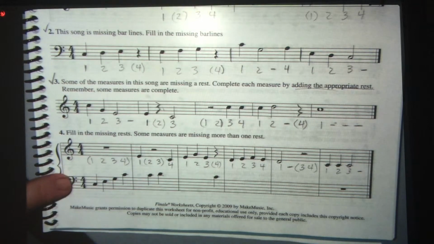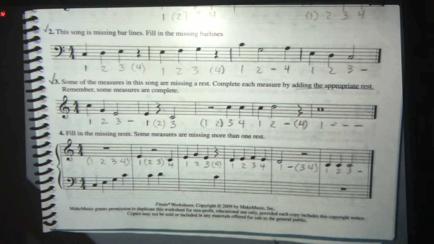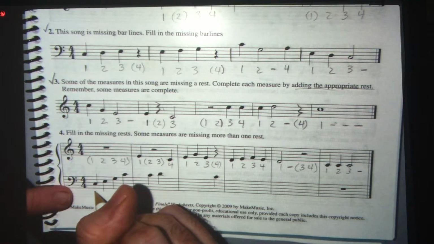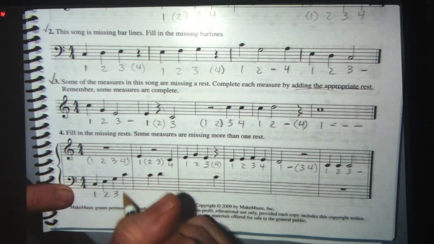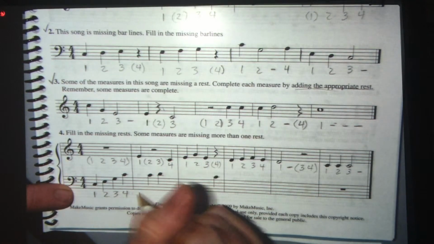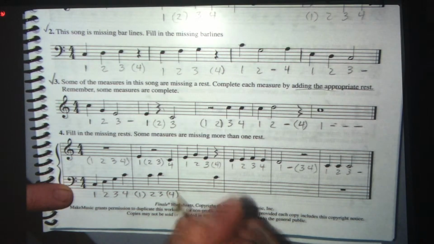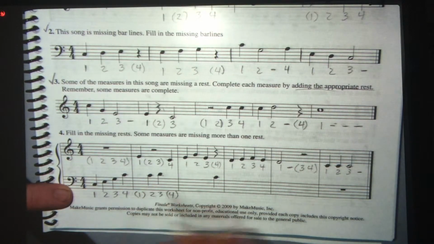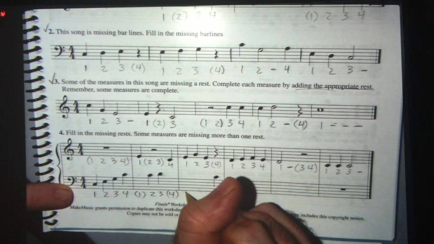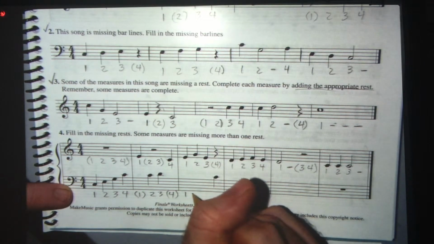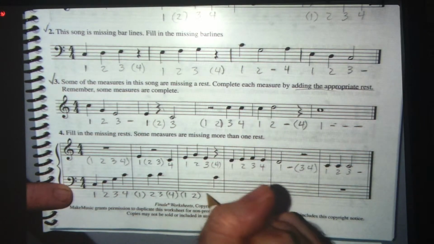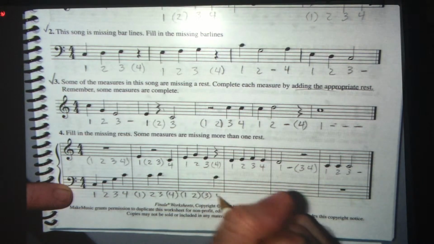Now, for the bottom staff here, we're going to write the numbers as we always do, underneath the measure. So we'll do this. 1, 2, 3, 4. Looks like we're missing 1 and 4, and they each get 1 beat. You can figure out what those are. We're missing 1, 2. I'm going to put them together like this, and 4.